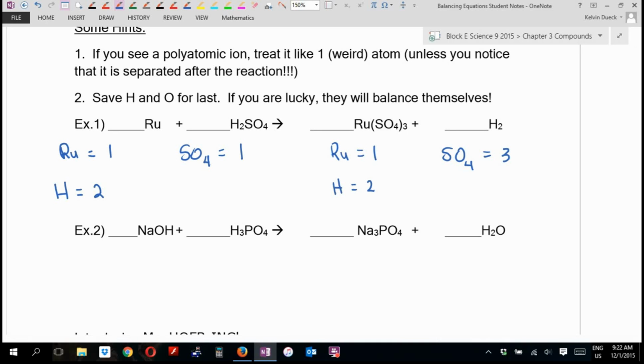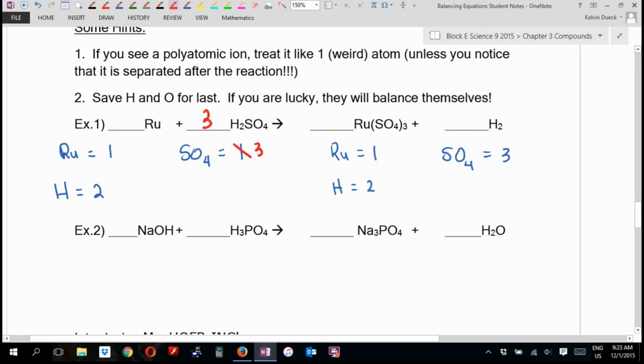I'm going to be targeting the SO4s, the sulfates. Whatever, SO4 is easier to say. So how am I going to fix that? Well, how many SO4s do I have on the right? 3. How many on the left? So the first thing I'm going to try is put a 3 there. Now that'll fix that.